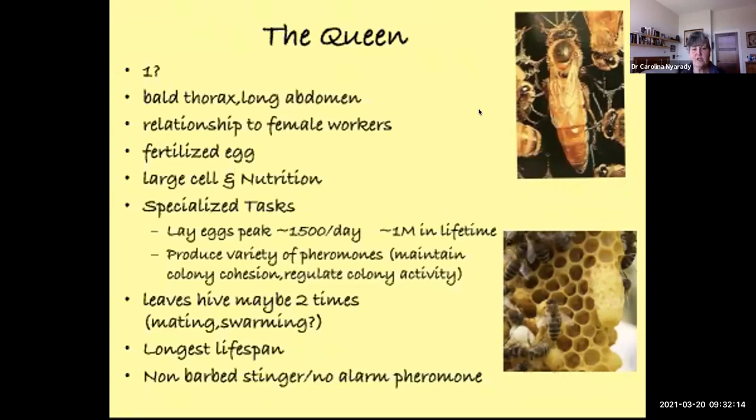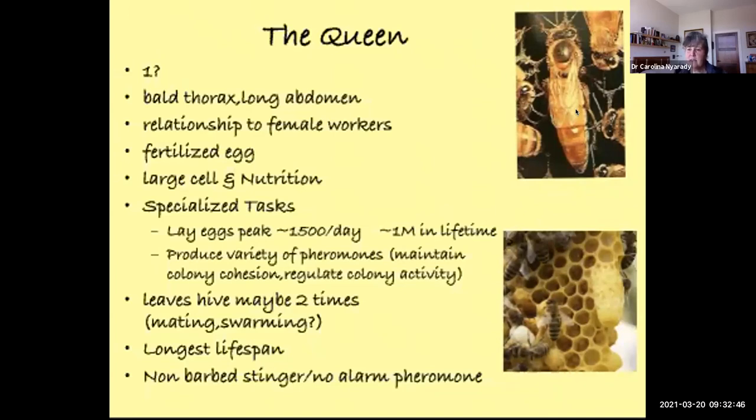She is genetically the same as all the other female workers within the hive. And so she will be half sister to some of the members within the hive. And of course, she will be mother to all the rest of the members in the hive. And how she develops is the following, in that she has developed from a fertilized egg. So the previous queen will have laid a fertilized egg.